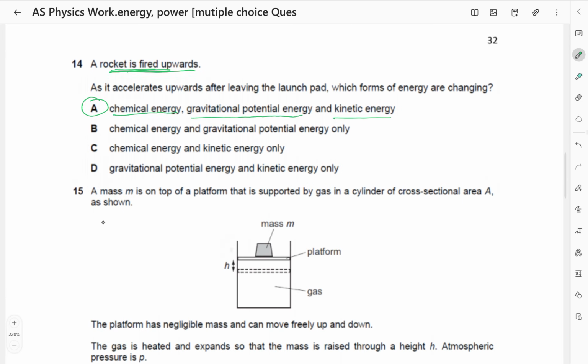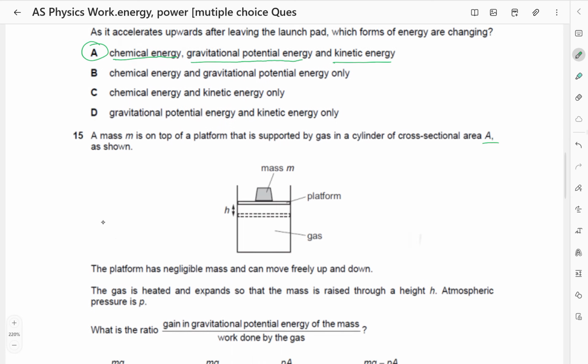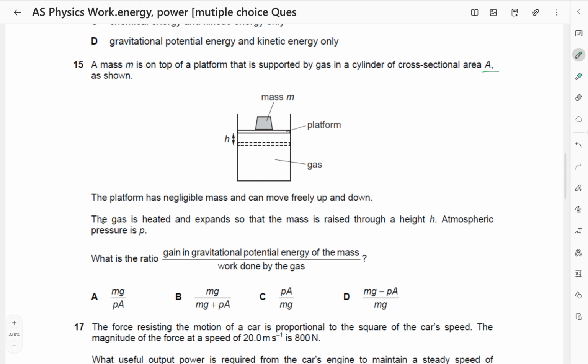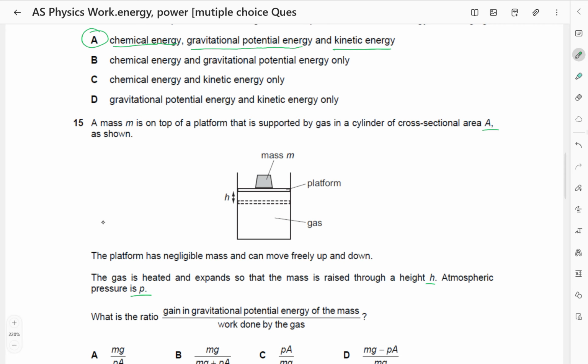A mass M is on top of a platform that is supported by gas in a cylinder of cross-sectional area A as shown. The platform has negligible mass and can move freely up and down. The gas is heated and expands so that the mass is raised through a height h. Atmospheric pressure is P. What is the ratio of the gain in gravitational potential energy of the mass over the work done by the gas? So first of all, the work done by the gas is going to be work done against atmospheric pressure, which is going to be pressure times change in the volume.